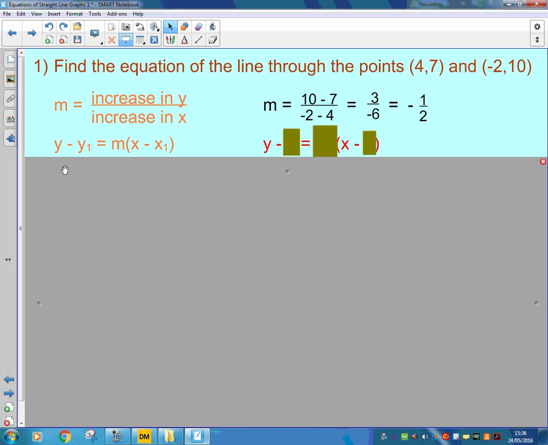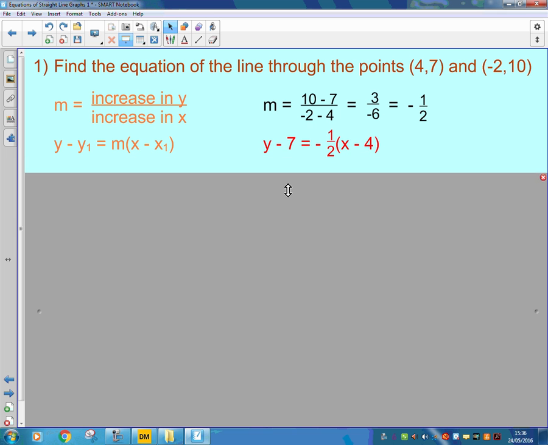Next part, I'm going to use y minus y1 equals m(x minus x1) because I don't know where it's cutting the y-axis. So y minus, well, my y1, I can use either point. I'm going to use the point where they're both positive numbers because it's easier. So y minus 7 equals gradient minus a half, times (x minus 4). It gives you the answer straight away. We don't need to do any more work to it at all. That's our answer. We could do more work, but it's not necessary.